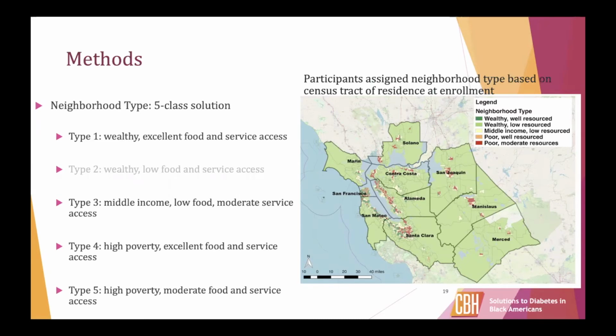After defining these neighborhood types across space, that was when I actually assigned participants to their neighborhood types. So, based off of their address at enrollment, I defined their census tracts through geocoding, and participants' neighborhood type was based off of that census tract.